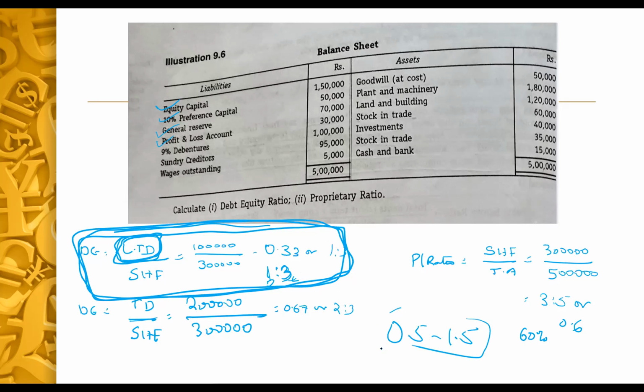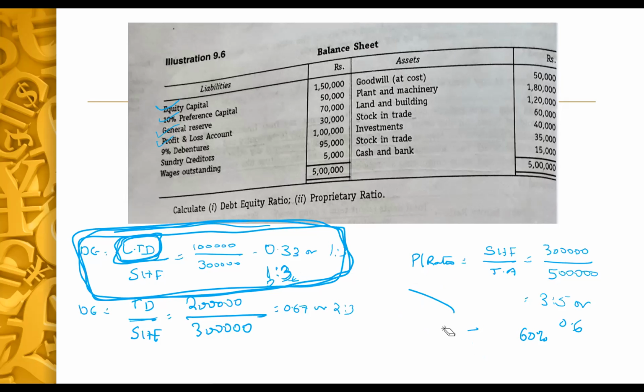0.5 to 1.5. Since the ideal proprietary ratio lies between 0.5 and 1.5, in this case it is 0.6. It is okay. It is satisfactory. That is the way you have to give the interpretation. Are you getting it? Yes, sir.